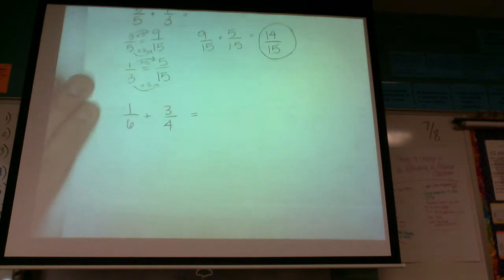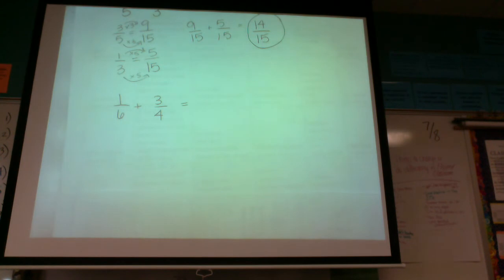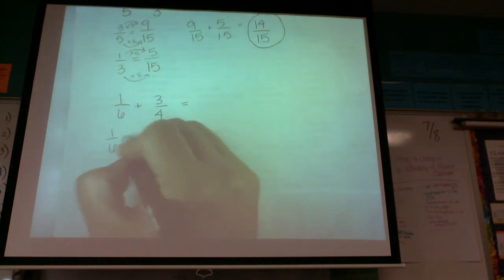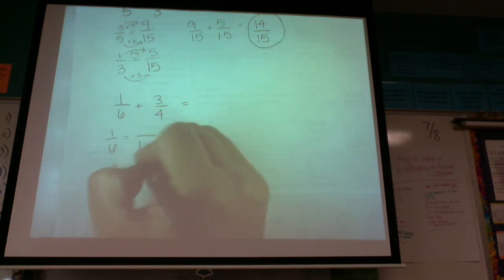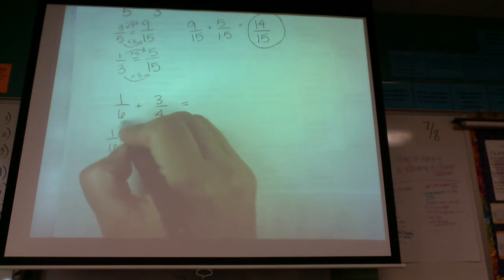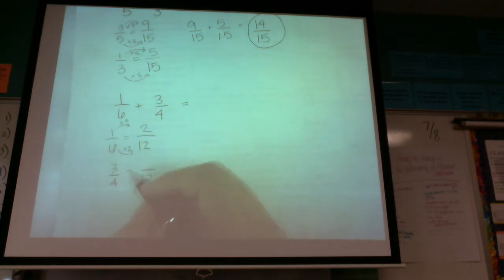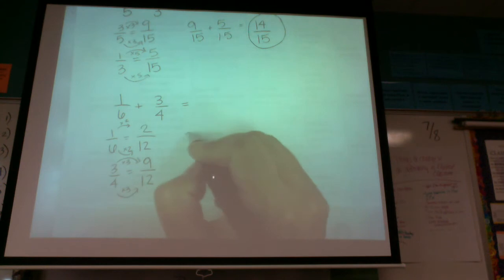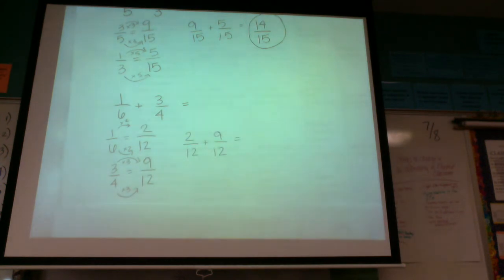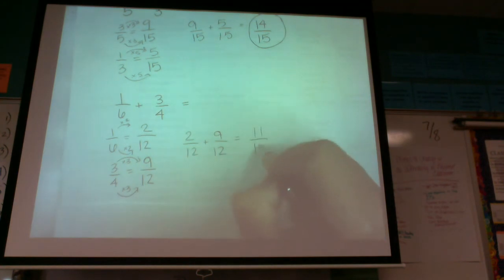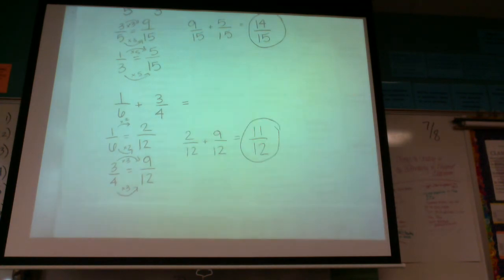Next one there, 1/6 plus 3/4. Common denominator there could be 12, could be 24. It's up to you. Let's go with 12 here. 6 times 2 is 12, so 1 times 2 is 2. 4 times 3 is 12, so 3 times 3 is 9. Add those together, 2/12 plus 9/12 is 11/12. And that's already simplified as far as it can go, so that would be your answer.